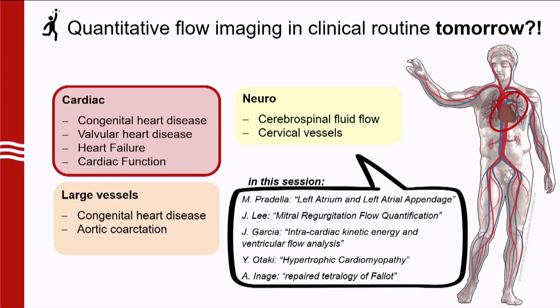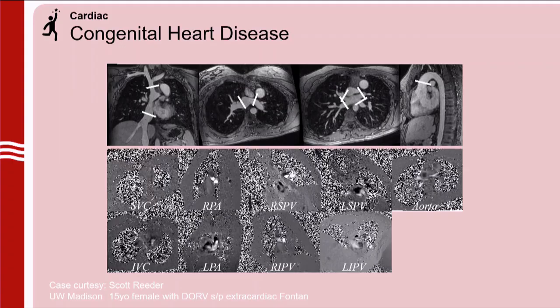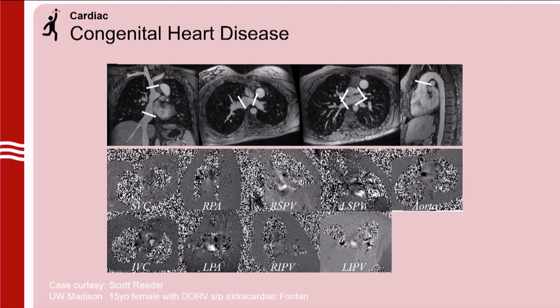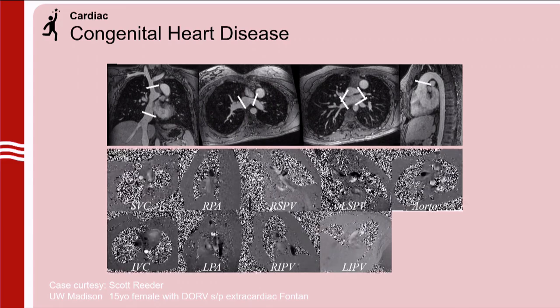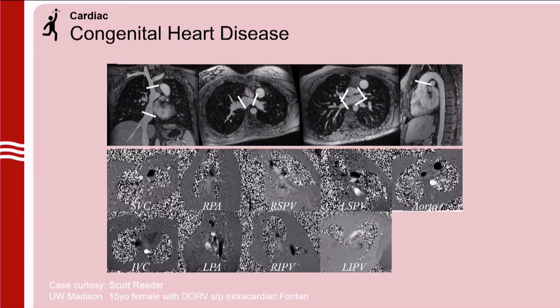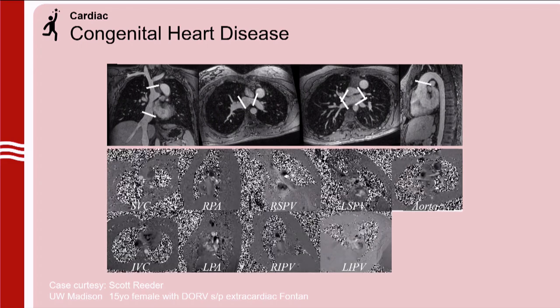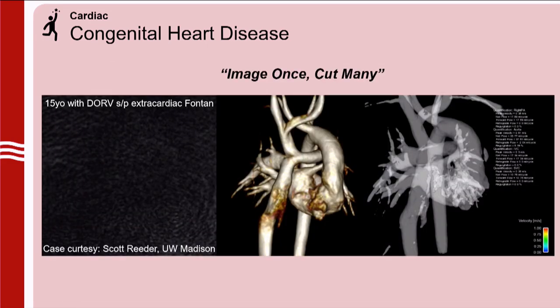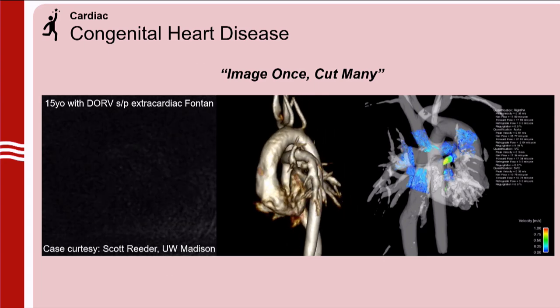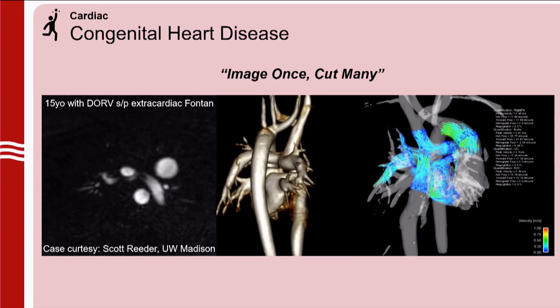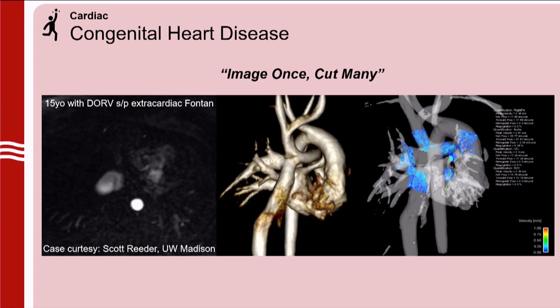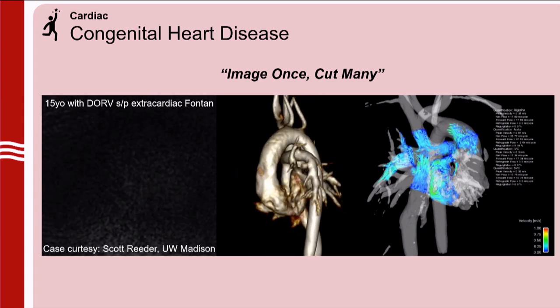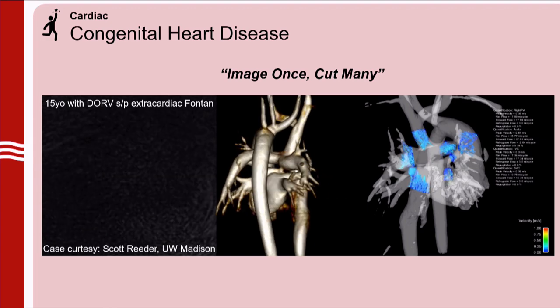So where can we use that? We can use that in cardiac applications, and we'll have lots of interesting talks about this in this session. And just to give you an example, very basic, congenital heart disease, it's very tedious to do all these 2D flow measurements to actually characterize the pathologies with 2D flow imaging. But with 4D flow, as you know, we can image once, cut many, and get all the information that we need in one scan, but it takes a little bit more post-processing.